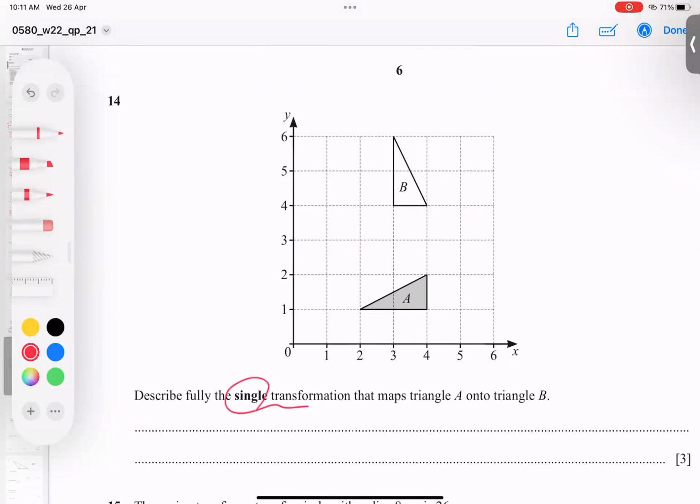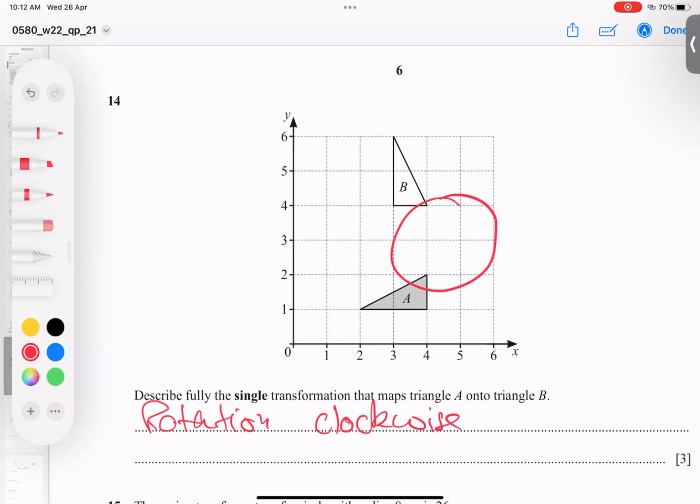Question number 14. Describe fully the single transformation which takes shape A onto shape B. So this shape goes this way. So common sense says it is a rotation, you see. Okay, rotation clockwise. Now we need two things: what is the angle and what is the center? So the center is most probably somewhere here because it's rotating this way.